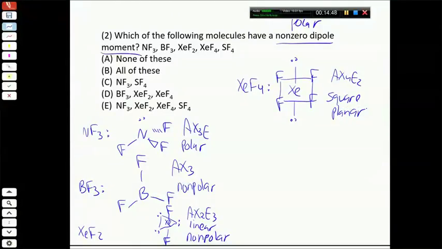And this one is another one that's nonpolar because we have two sets of bonds that are 180 degrees apart. So these two cancel each other out that are 180 degrees apart. These two, the dipoles cancel out, and in that you have 0 dipoles. So AX4E2, which has 2 lone pairs in a square planar arrangement, would be another one that gives us a nonpolar situation. And then finally SF4, this one's 5 electron groups.